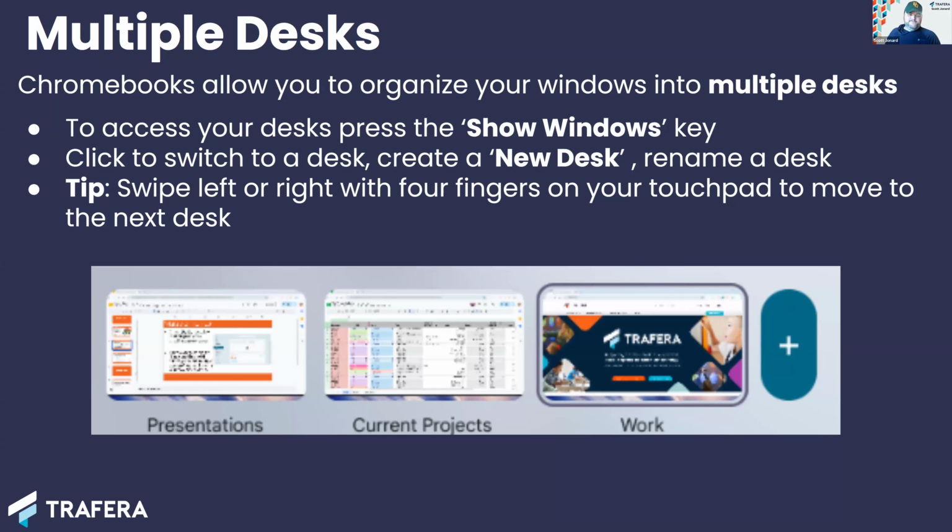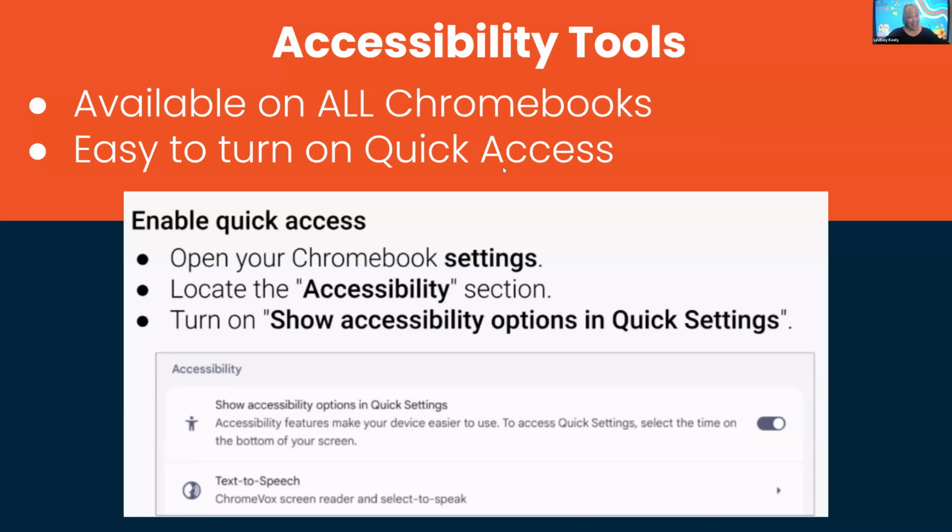Absolutely phenomenal. Love it. Okay, and one more thing I'm going to talk about, and that's going to be accessibility. Excuse me, accessibility tools on the Chromebooks. And again, I'm on my Chromebook Plus. This is on all Chromebooks. You can turn it on so that when you're on a Chromebook and you just click in the bottom corner where the time is, all of your accessibility features are there.